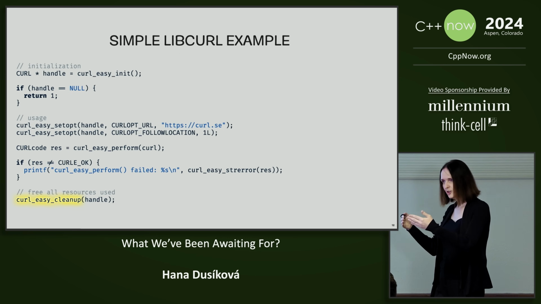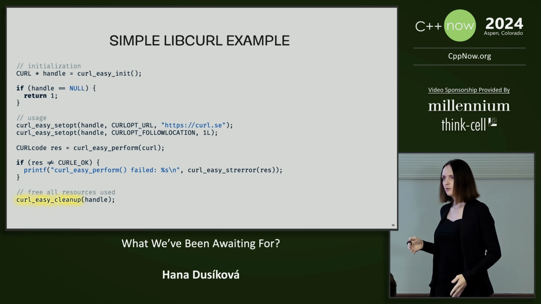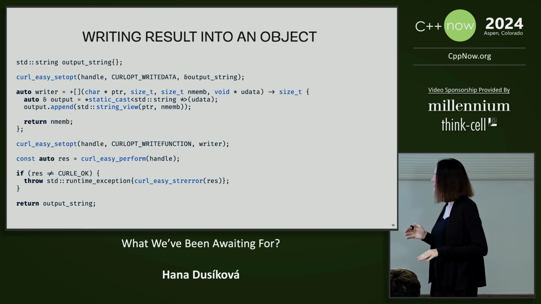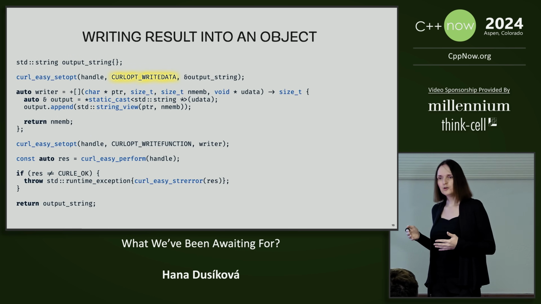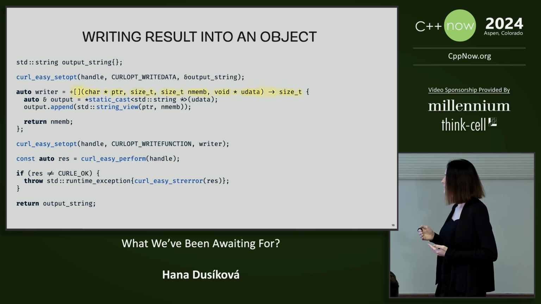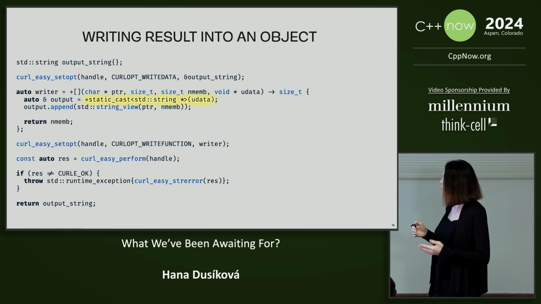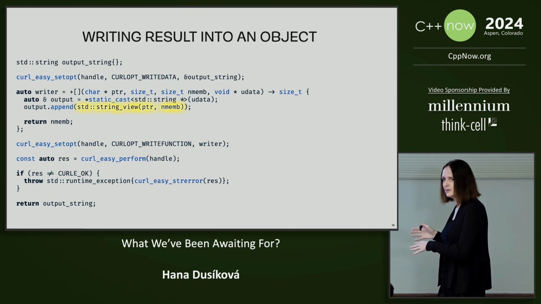You just touch the resource, download it. In default mode, it will print to standard output, but you'll get there. In the C++ way, you can provide something you will write into and some writer, which is just a pointer to a lambda. And we will write into a string because I need to pass it to void star. It's not nice. And every time I write something, I will append to it. I don't care about performance here. It's just an example.